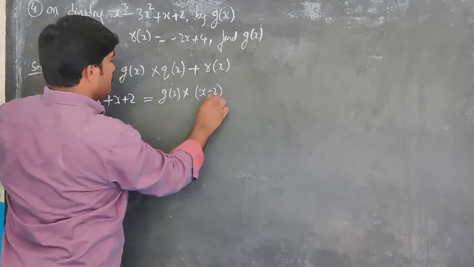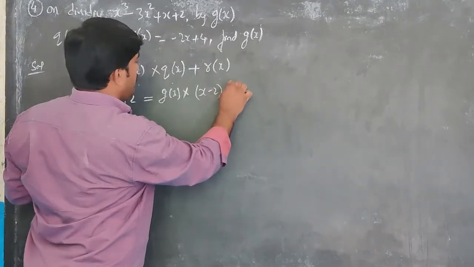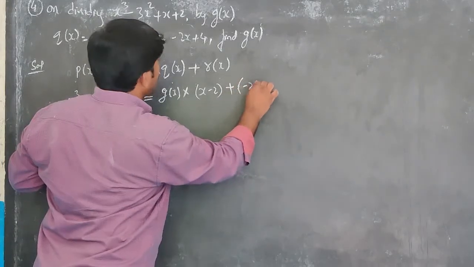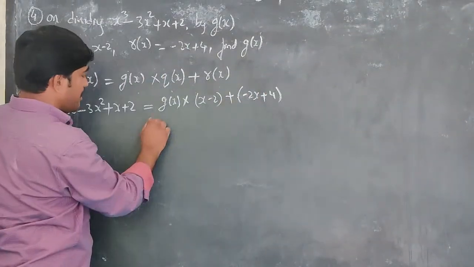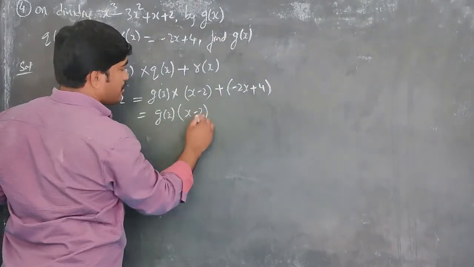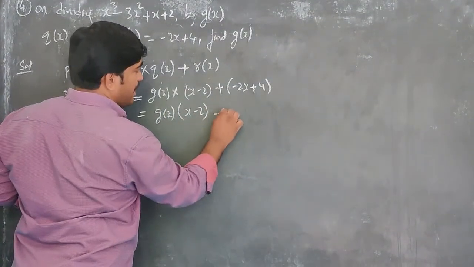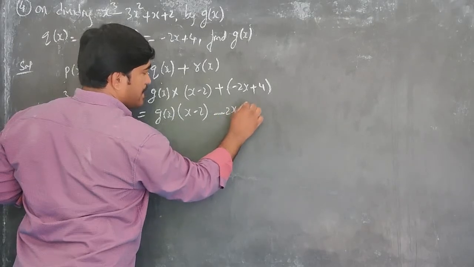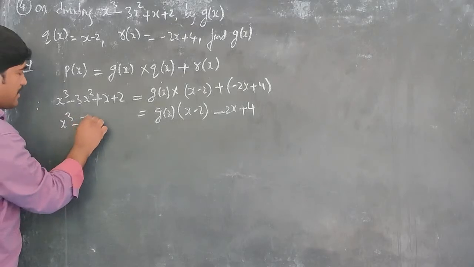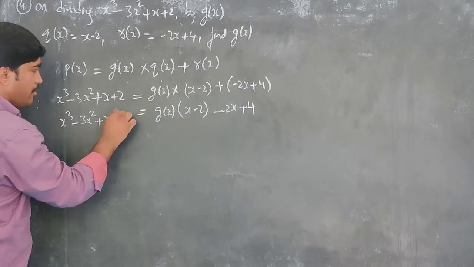x minus 2 plus, what is the term given? Minus 2x plus 4. Now I can write this one, g of x into x minus 2. Now plus into minus, minus 2x, plus into plus, 4. Now this is x cube minus 3x square plus x plus 2.